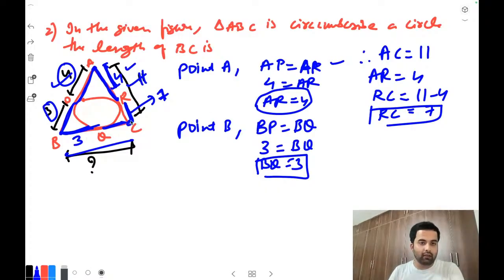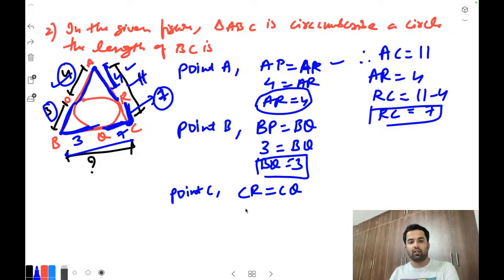And you know that from the point C, CQ and CR are tangents. So if CR is 7, CQ becomes 7 only. Let me write this also. At point C, CR equals CQ, correct? CR is 7, so CQ becomes 7.